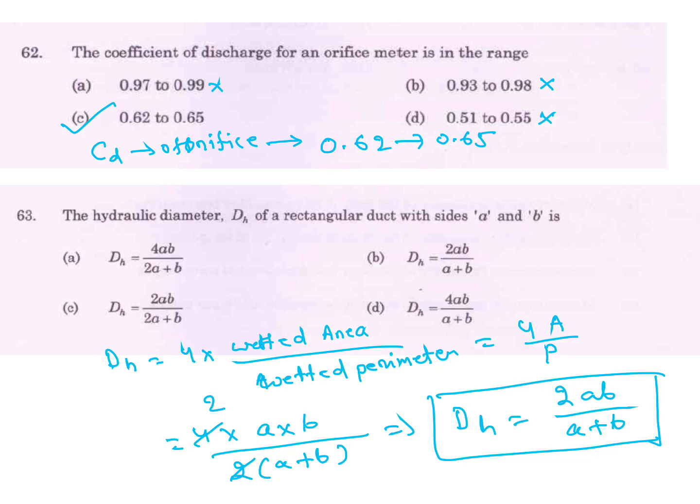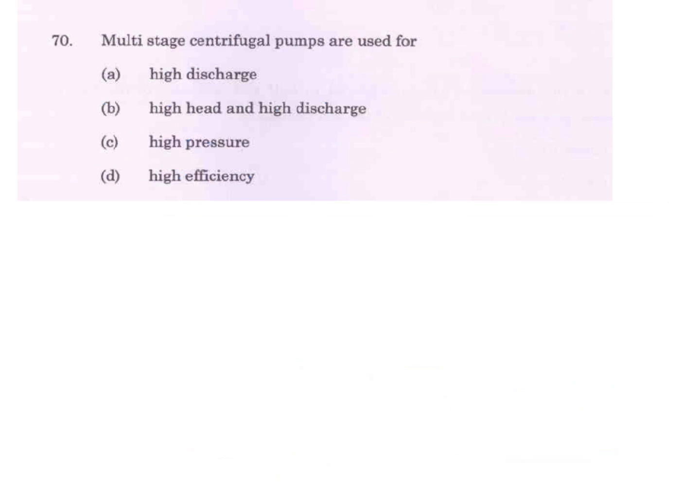Multi-stage centrifugal pumps are used for A. High discharge, B. High head and high discharge, C. High pressure, D. For high efficiency. In boiler we are using the pump. Before the boiler we are using multi-stage centrifugal pumps. There we use them to generate high pressure. In supercritical boiler, the pressure is more than 220 bar. So multi-stage centrifugal pumps are used for high pressure. C is our answer.